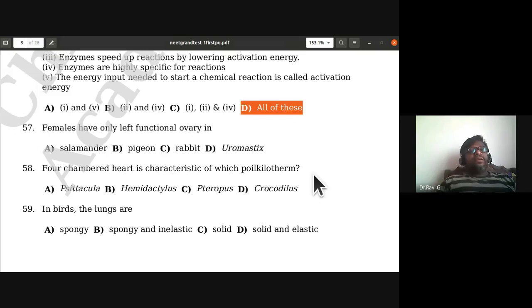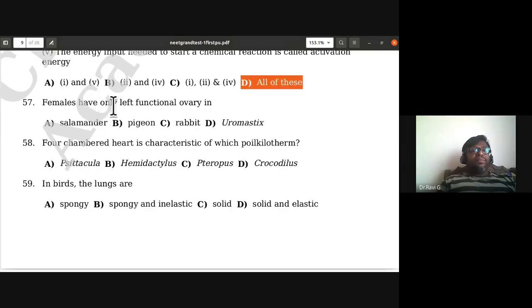Okay. Females have only left functional ovary in birds. This left functional ovary is found only in birds. You can take up the example as pigeon. So for birds, pigeon is the example. Why are they not having right ovary is to reduce the body weight for volant mode of life.